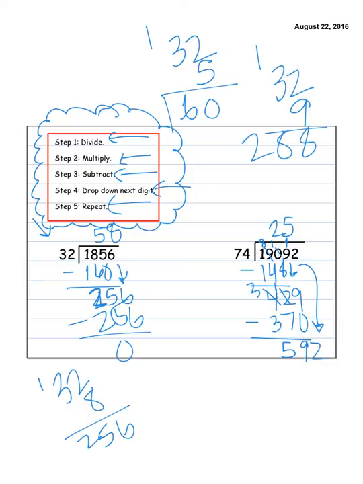74 goes into 592 8 times. 74 times 8 is 8 times 4 is 32. 8 times 7 is 56 plus 3 is 59. So 592 minus 592 is 0. Okay, that is all I have for you.